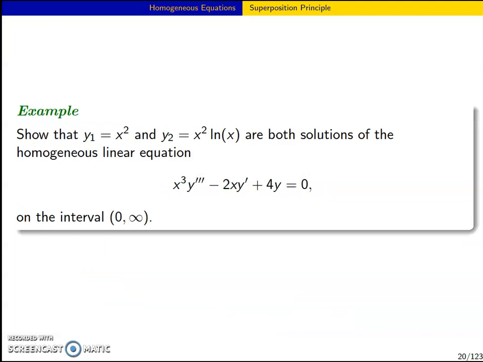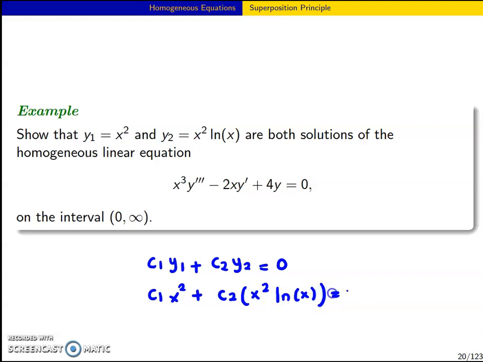Okay, example. Show that y1(x) = x squared and y2(x) = x squared ln x are both solutions of the homogeneous linear equation. Can we write this in terms of the operator? So I want to write this as c1 y1 plus c2 y2 equals 0. c1 is the constant here, y1 is my x squared, plus c2 x squared ln x equals 0. So this is my y.